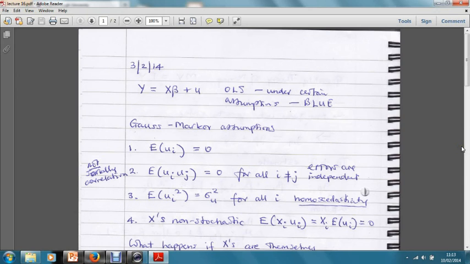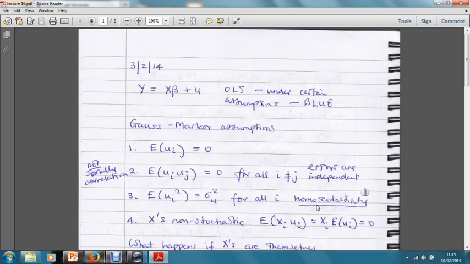We began this lecture with the review of the role of the Gauss-Markov assumptions in proving that ordinary least squares is the best linear unbiased estimator. We can list the Gauss-Markov assumptions as follows. The expected value of the error terms is equal to 0 for all values of i. Secondly, the expectation of the product of two different error terms, ui multiplied by uj, is equal to 0. In other words, the errors are independent of each other. Thirdly, the expectation of the squared error, ui squared, is a constant, sigma squared u, for all values of i. In other words, the errors exhibit what we call homoscedasticity, or constant variance.